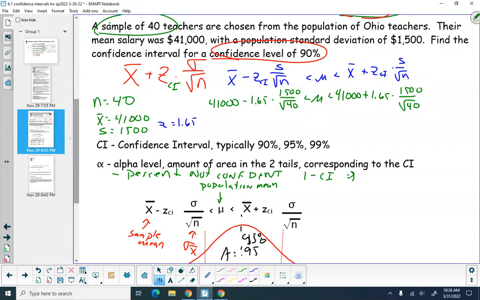You can type that straight into your calculator as is. 41,000 minus 1.65 times 1,500 divided by square root of 40 and hit your enter sign. And then 41,000 plus 1.65 times 1,500 divided by square root of 40 and hit your enter sign. You don't have to do pieces, parts, or anything like that. You just type it straight in. Courtney, what do you come up with for our two values?